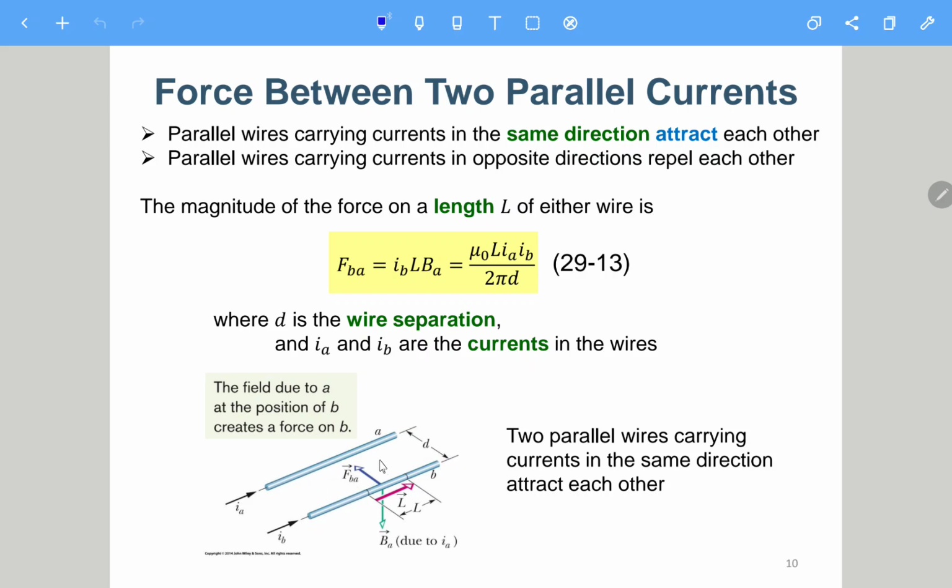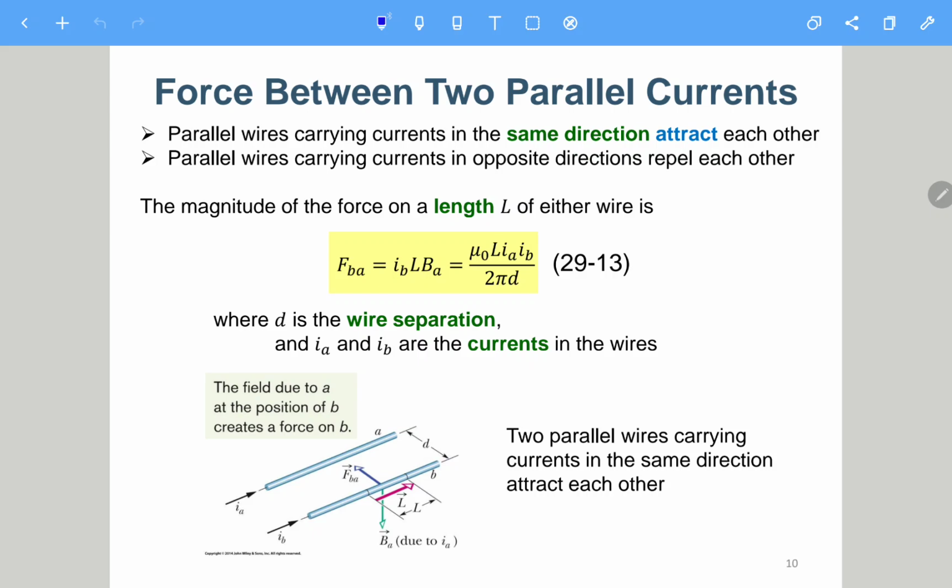For example, if we have two currents going in the same direction, which means they are parallel, this current will generate a B field at this point, at wire B. So this wire will be in an external B field. This B field is not parallel to the current, so there will be a force acting on it, and vice versa. This current will also generate a B field here, which will interact with this current, and there will be a force acting on it also. These two forces point in opposite directions.